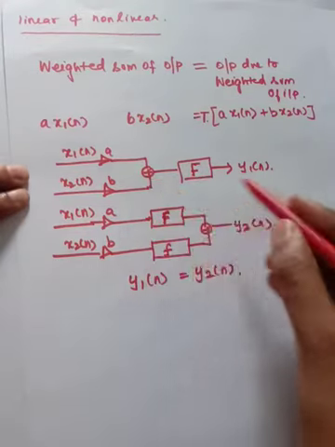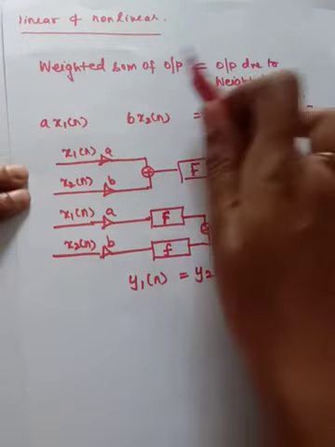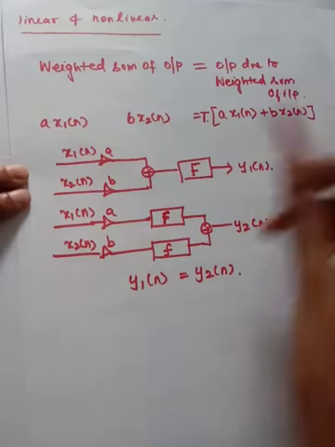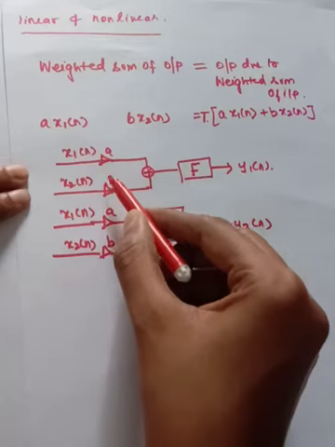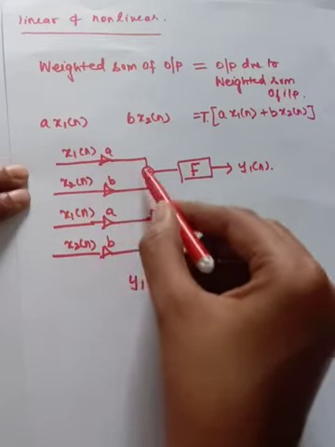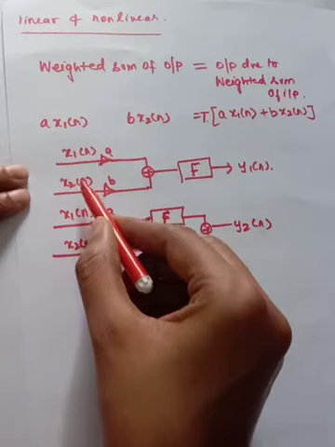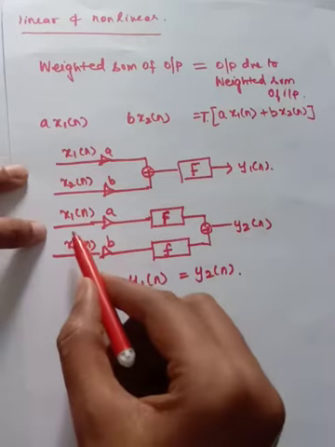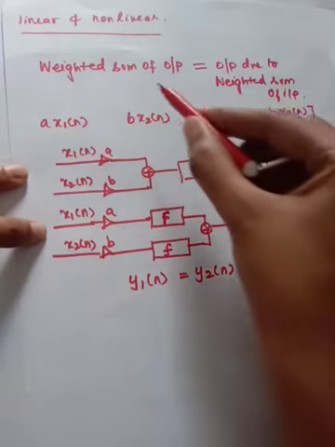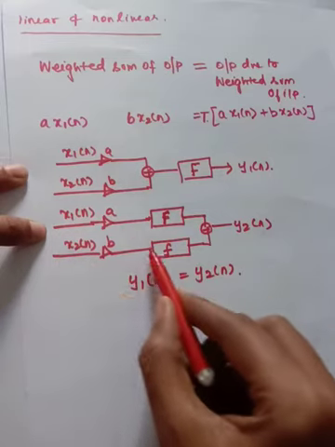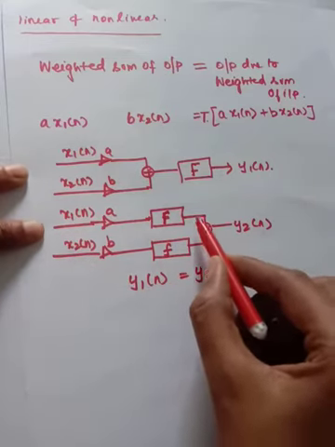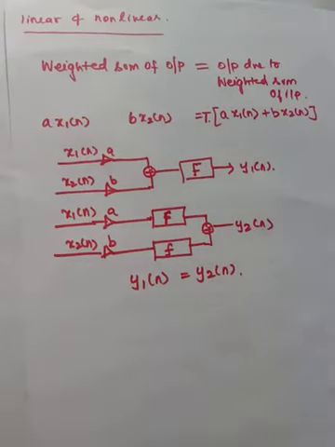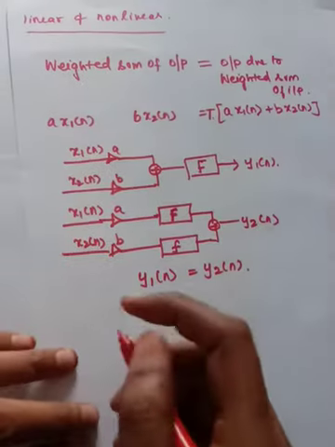So this is the weighted sum of output being equal to the output due to weighted sum of input. Weighted sum of input means the sum is taken at the input side itself, and then we give it to the system. In the weighted sum of output, we give the signals separately, obtain the outputs, and then take the weighted sum, which is y2 of n. Now we will see this for the problems discussed so far.